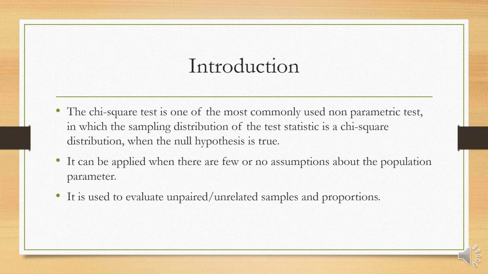Now the introduction. The chi-square test is one of the most commonly used non-parametric tests in which the sampling distribution of the test statistic is a chi-square distribution when the null hypothesis is true. It can be applied when there are few or no assumptions about the population parameter. Third, it is used to evaluate unpaired, unrelated samples and proportions.